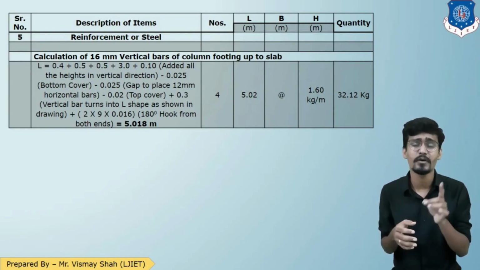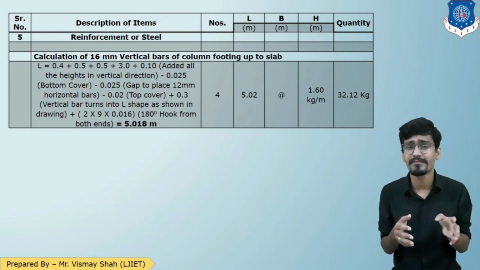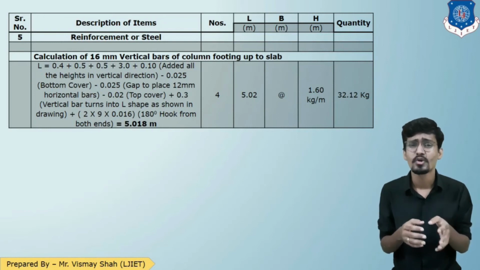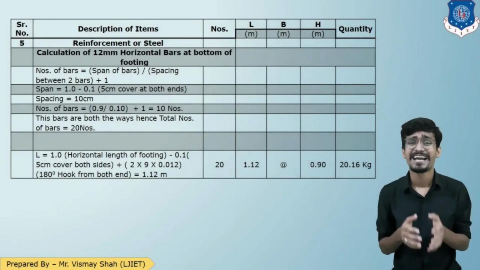Now in the section, if you look closely, the weights are already given. So here you don't have to do the d square by 162 math process, because in the drawing itself it is given that for a 16 diameter bar you have to take 1.60 kg per meter. So we'll get the weight for 16 mm diameter as 32.12 kg.